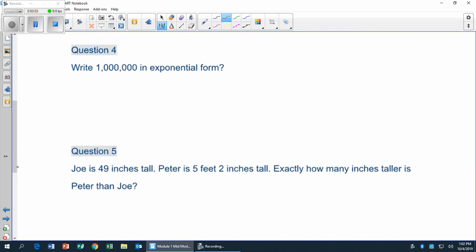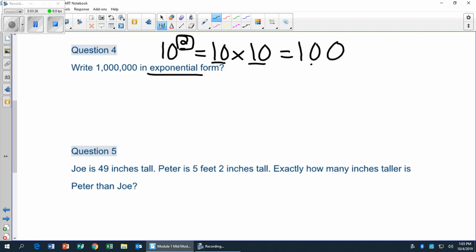Question 4, we're going to write this number in exponential form. As a reminder, exponential is using exponents. So if we had 10 to the second power, the second power is the exponent. And that's the same thing as saying 10 times 10, because there is a 2 as an exponent, or 10 times 10 is 100, 2 zeros. So we see that we can count the zeros. In this case, I'm going to count up all these zeros. There is 6 of them, so I'm going to say that it's 10 to the 6th power. That's exponential form.